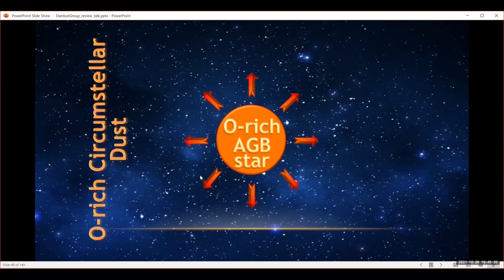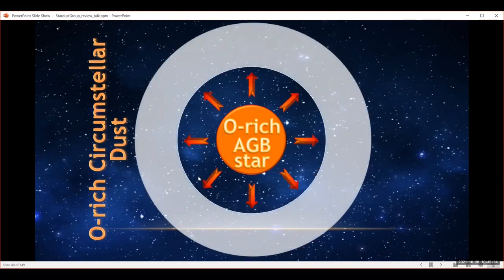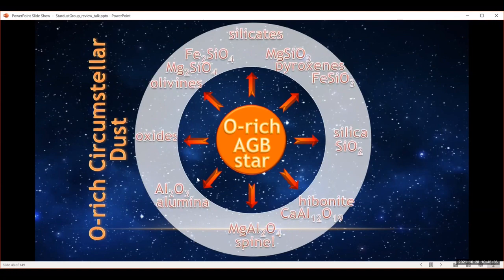And as the gas flows away from the star, dust will begin to form at some distance around the star. And that dust can be formed of a variety of different things. And when we're talking about the oxygen-rich case, it's going to be dominated by silicates and oxides.